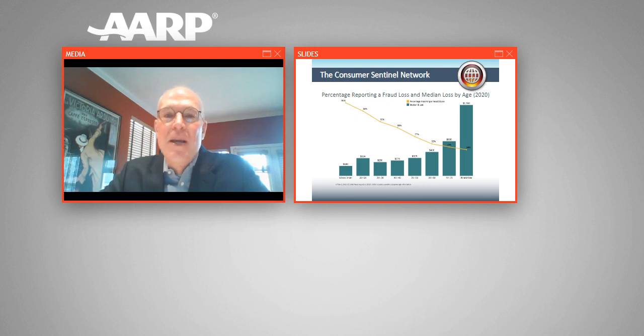So this basically shows similar information to what I was talking about on the last slide. The green boxes are the median losses for each age group, and the yellow line that's descending is the percentage reporting a fraud and the loss. So you can see greater percentages of younger people report losing money than older folks, but the older folks do lose more.